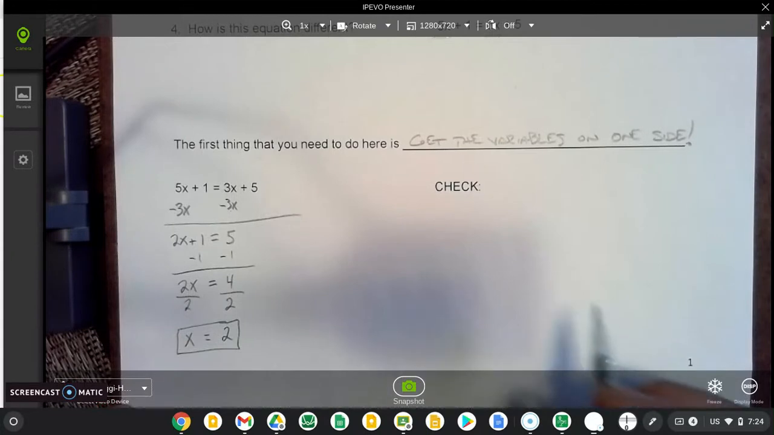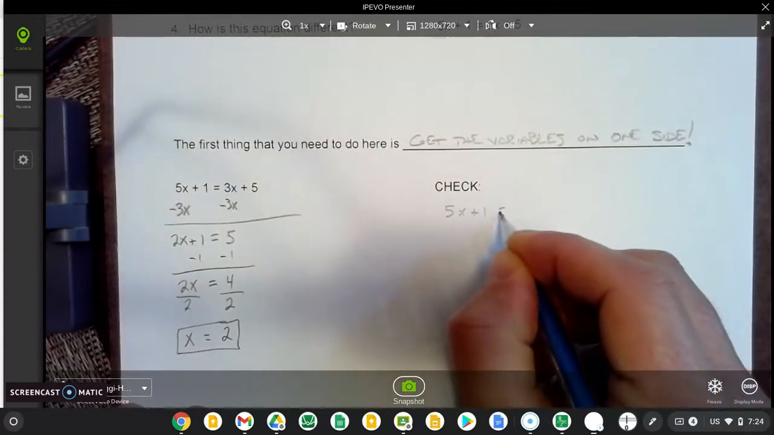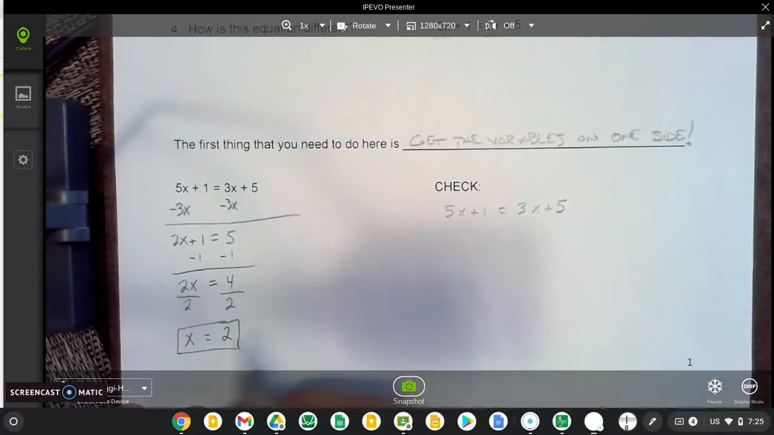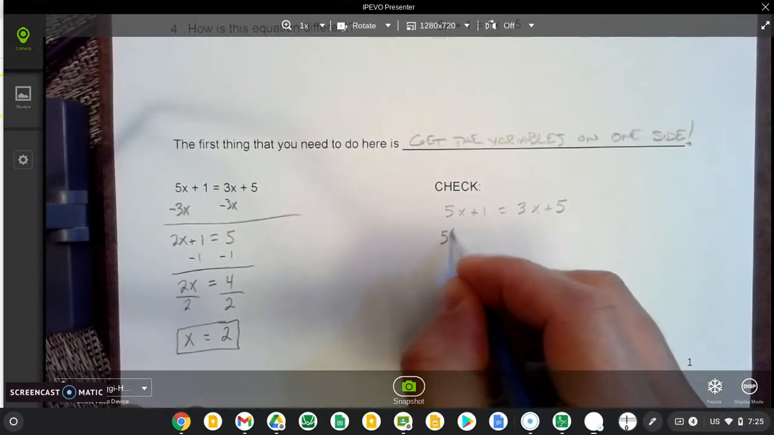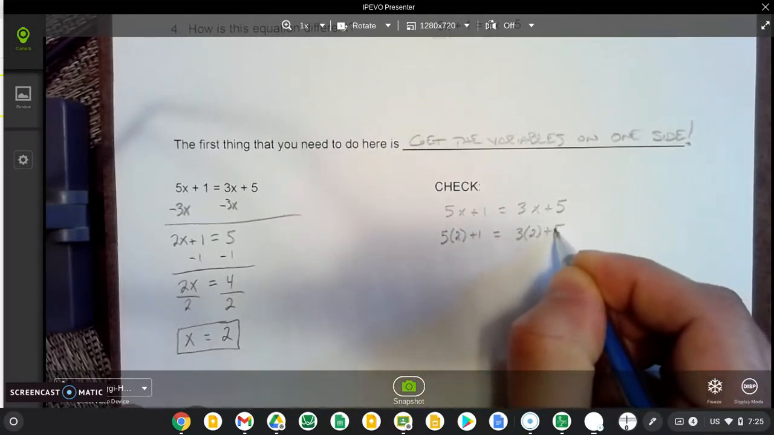Let's go ahead and do the check to make sure that it works. Remember, the first part of a check is to rewrite the equation. 5x plus 1 is equal to 3x plus 5. Next, substitute in your answer. 5 times 2 plus 1 equals 3 times 2 plus 5.